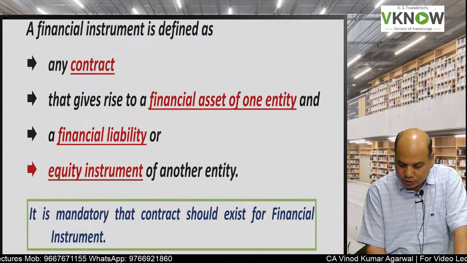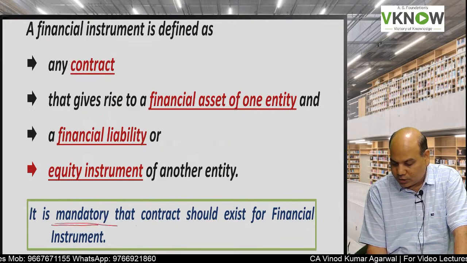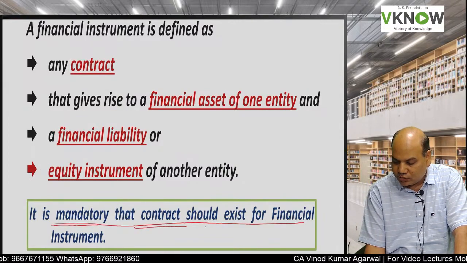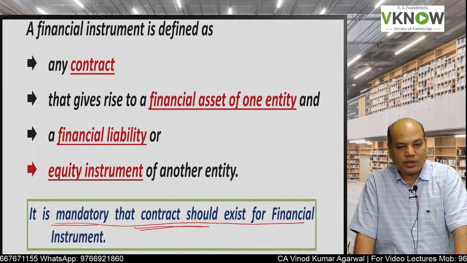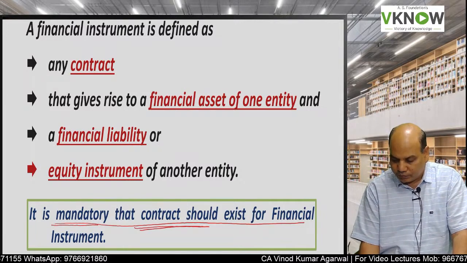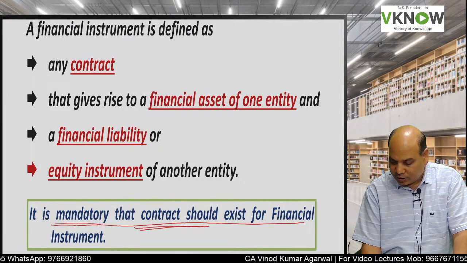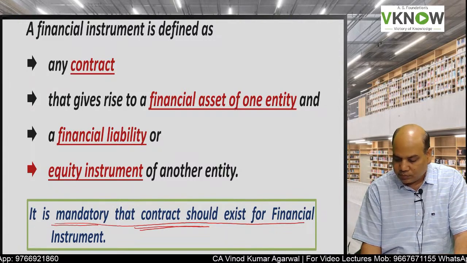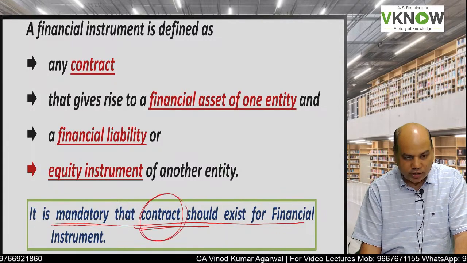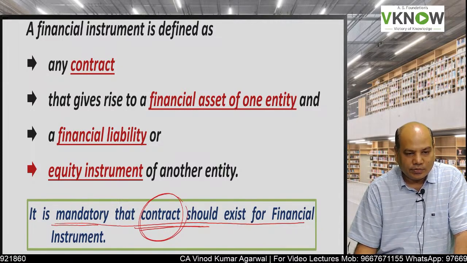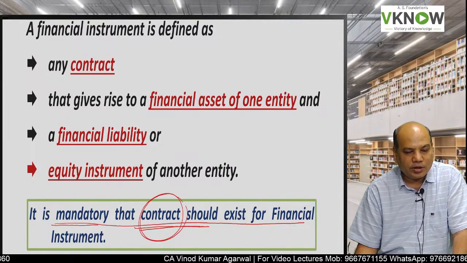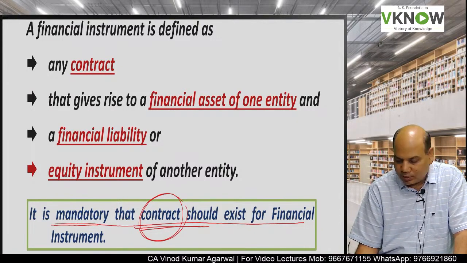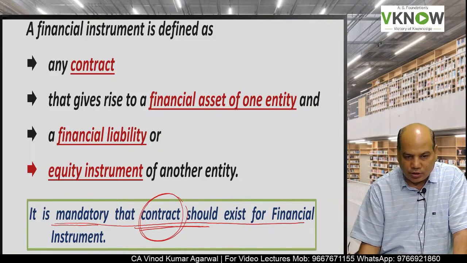So what is the important feature of financial instrument? It is important that there must be a contract. So income tax liability is not a financial instrument because there is no contract. It is a statutory liability. Income tax liability payable is not a financial instrument.